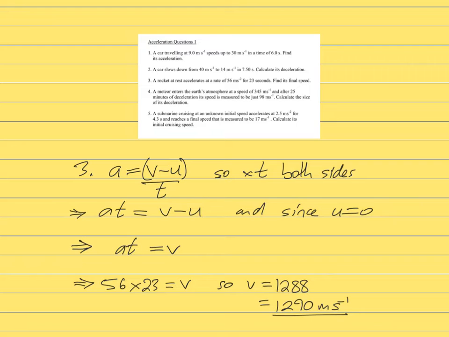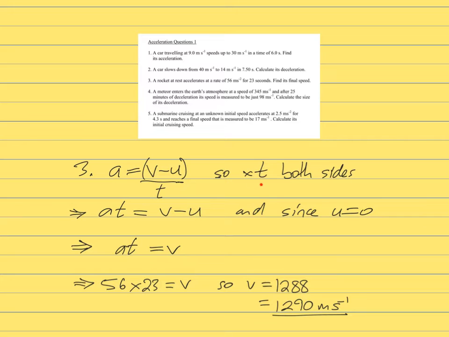Okay, so number 3, we're told the rocket starts at rest and accelerates at a rate of 56 meters per second squared for 23 seconds, and we're asked to find its final speed. So we start with the basic equation for a equals v minus u over t. We'll try that again. Since we want to get v, the final speed, we want to rearrange the equation.